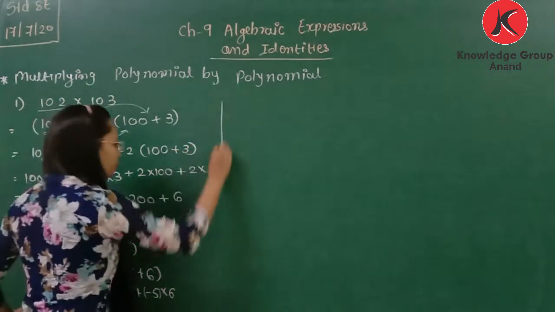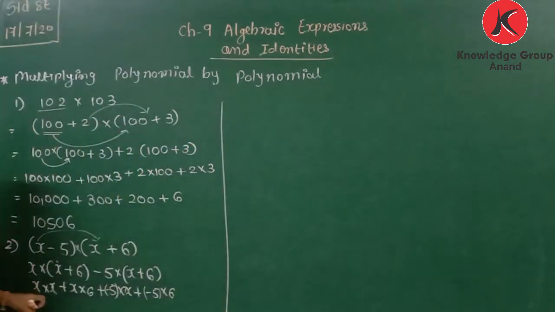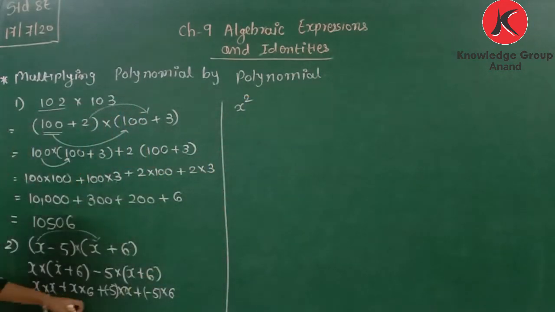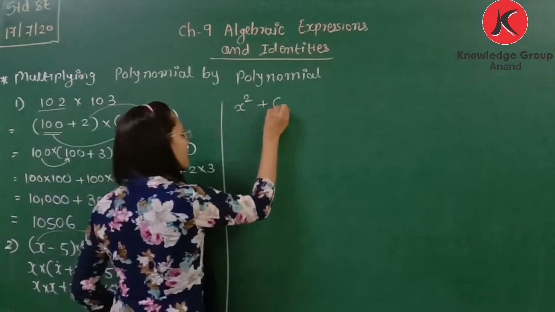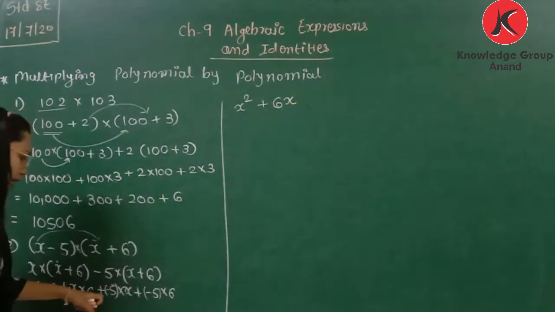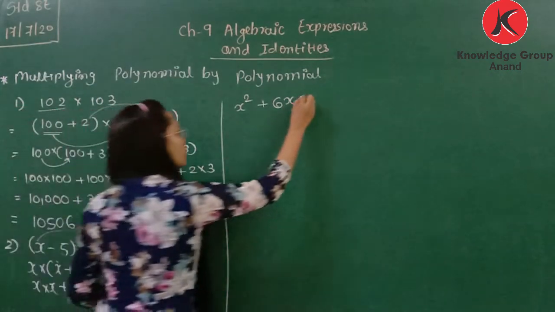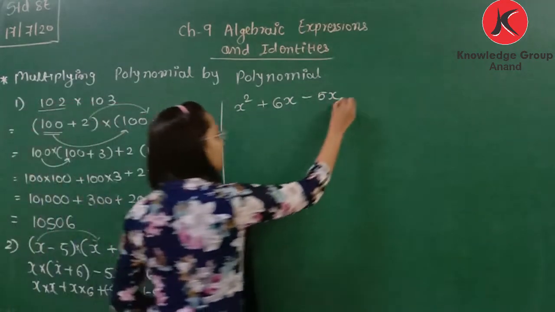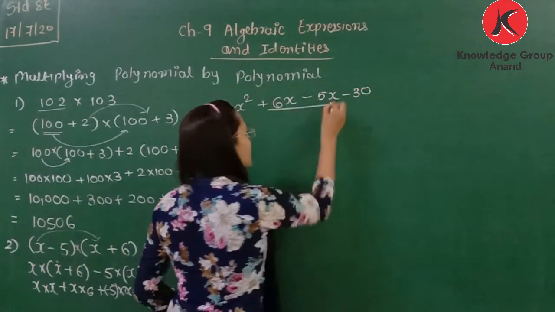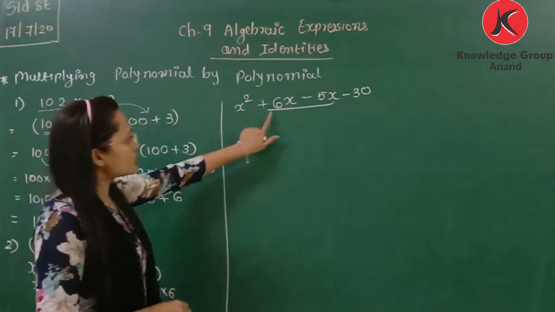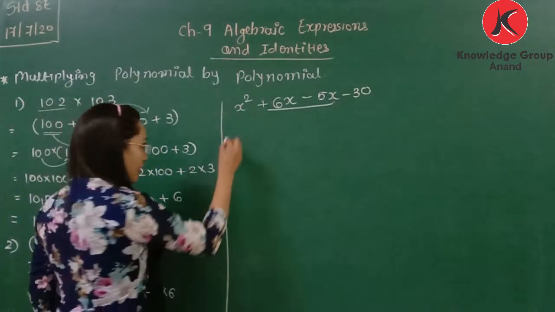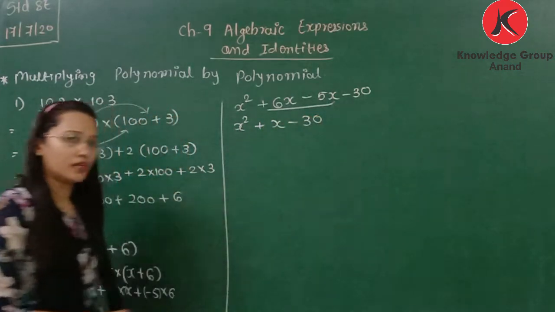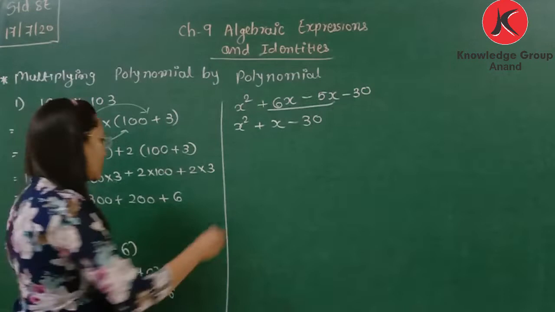Now we can write here x multiply x becomes x square, plus x multiply 6 becomes 6x. Now minus 5 multiply x becomes minus 5x and minus 5 into 6 becomes minus 30. Now you can see these two are like terms, 6x minus 5x. So it is x square plus x minus 30. So this is our answer. Clear? Now let's take one more example.